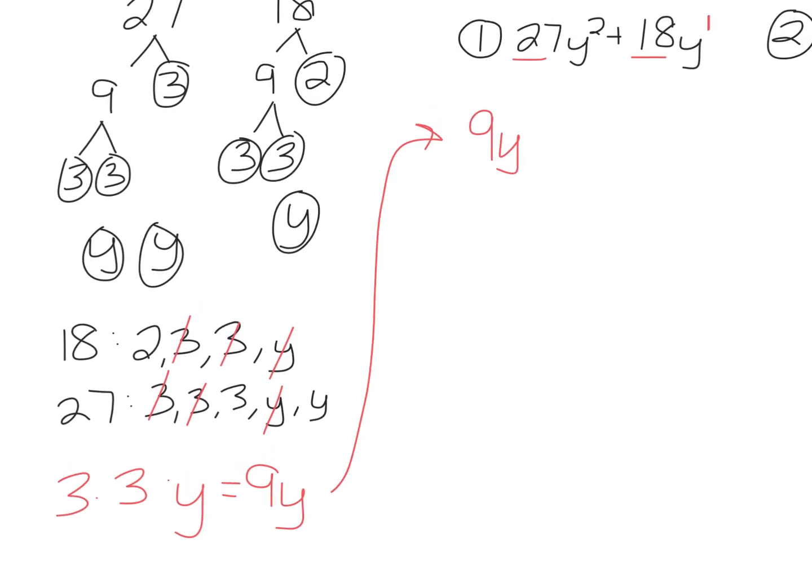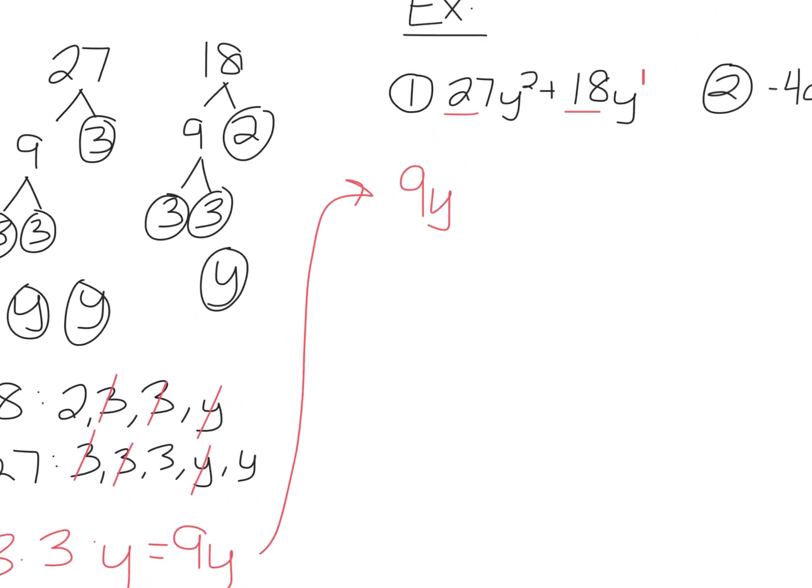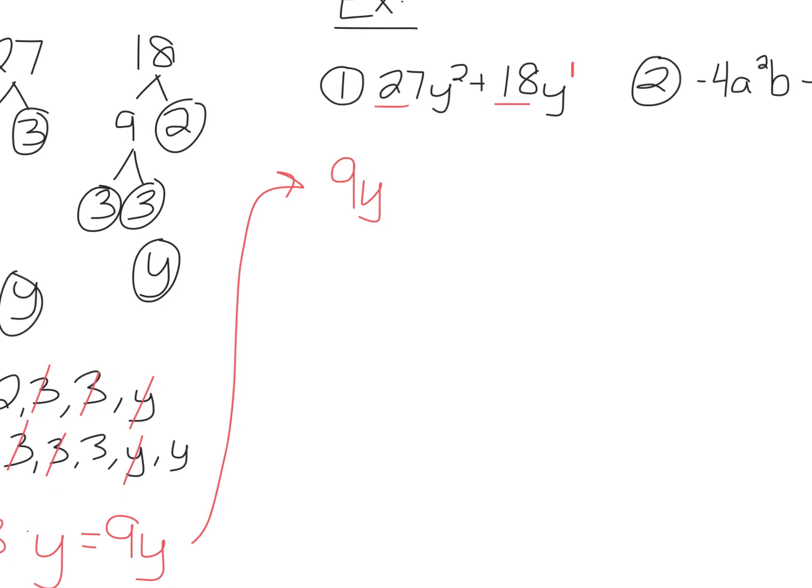Okay? So coming back up to our example up here, what is our next step now that we found our GCF? We want to factor now. Okay? So again, take it one at a time. What's 27 divided by 9? 3. I started with 2. I took away 1. How many y's do I have left? 1. Then we have plus, what's 18 divided by 9? 2. I started with a y. I took away a y. No y's left. So then I'm done.